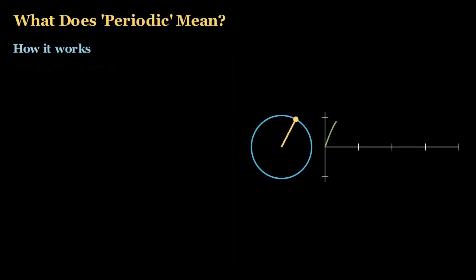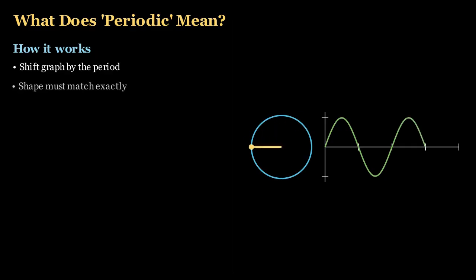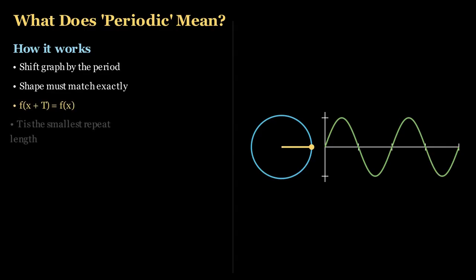Mathematically, we write this as f(x + T) = f(x). It means the value of the function at any point is the same as its value one period later. The period T is the smallest positive number that makes this true. If a pattern repeats every 10 units, it also repeats every 20 or 30, but we always name the smallest one as the period. On the animation, you can see a highlighted segment that repeats exactly. The length of that segment, marked on the x-axis, is the period.